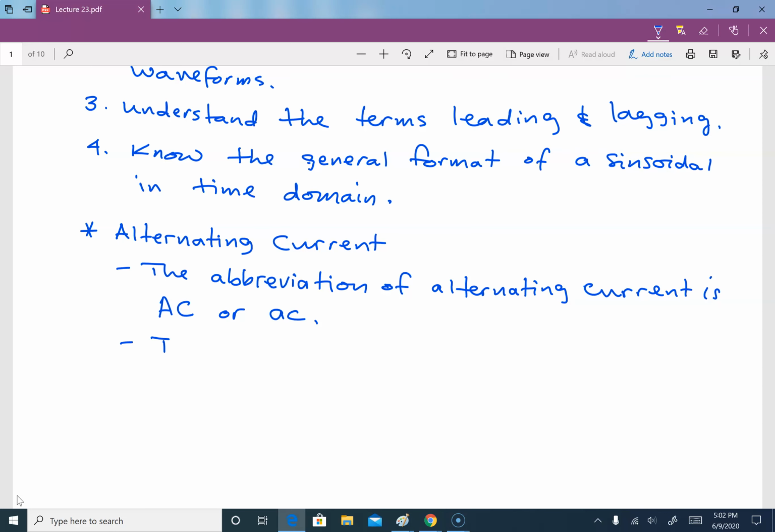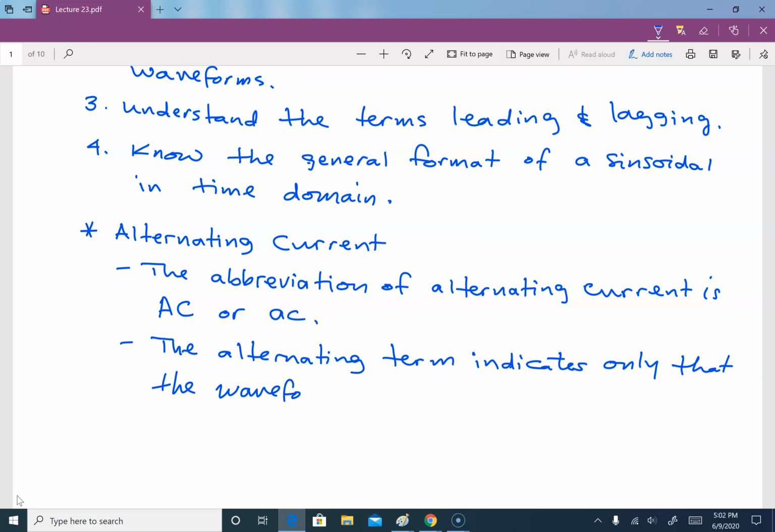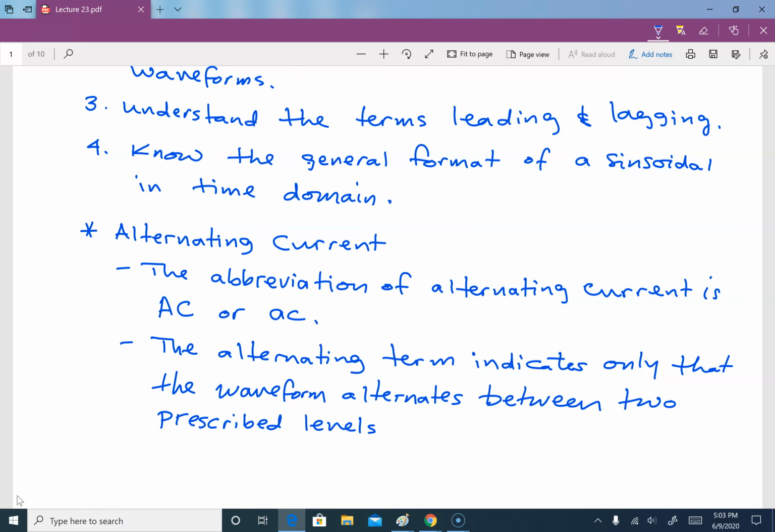And then we should know that the alternating term indicates only that the waveform alternates between two prescribed levels in a set time sequence.